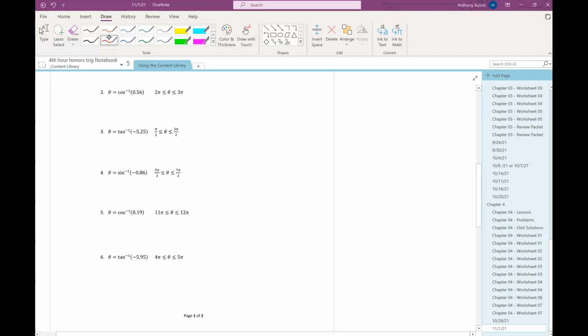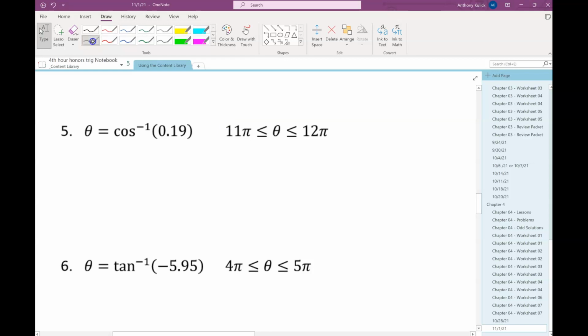All right. So we'll start by drawing our picture and trying to figure out what quadrant we're in. I notice that theta is positive because it's between 11 pi and 12 pi. So I'm going to be going around doing my rotation counterclockwise.